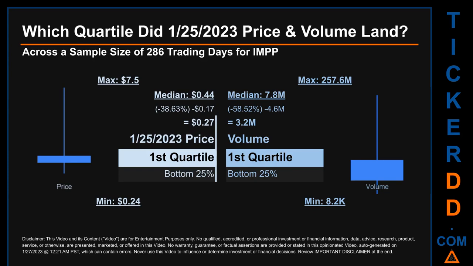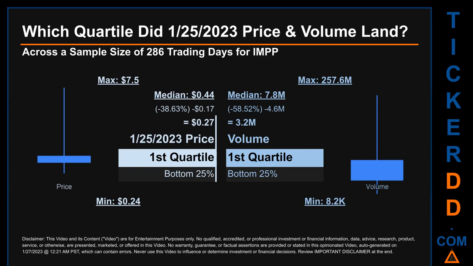Which quartile did January 25, 2023 price and volume land? Across a sample size of 286 trading days, the maximum end-of-day price for IMPP was $7.50 while the minimum was 24 cents. Within that price range, January 25, 2023 price, of 27 cents, landed within the first quartile, meaning it was within the bottom 25% of all sampled end-of-day prices. The day's volume landed within the first quartile, at the bottom 25% of all sampled daily volume, which saw a max daily volume of 257.6 million and a minimum of 8.2 thousand.